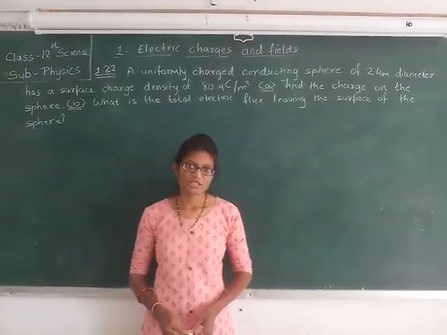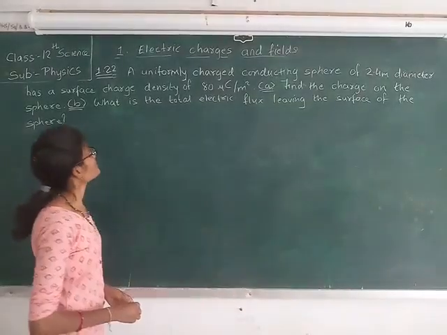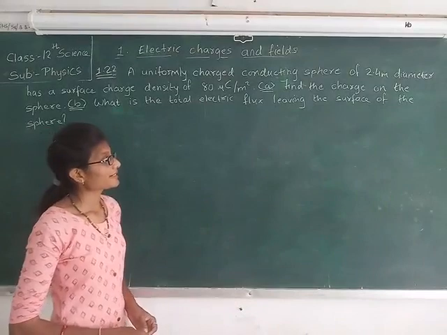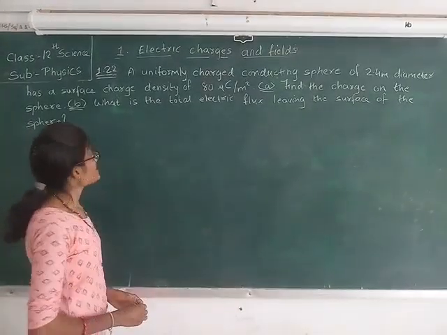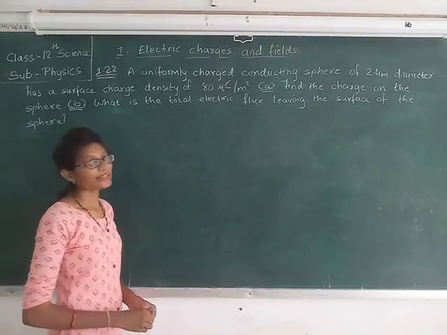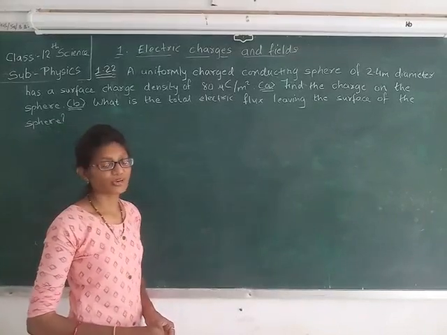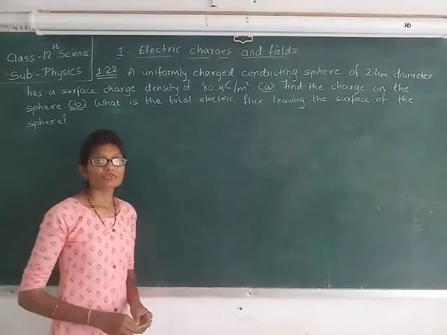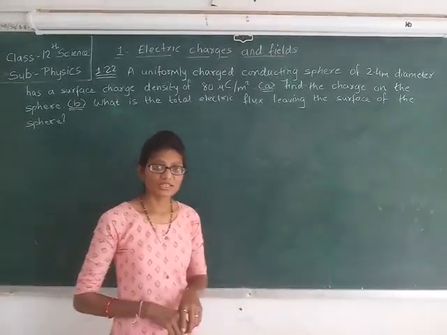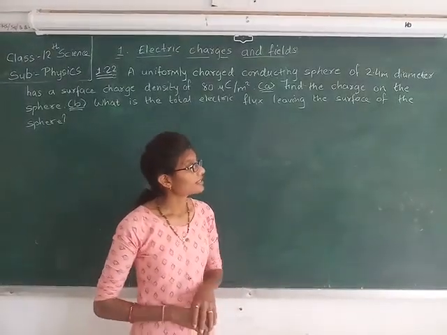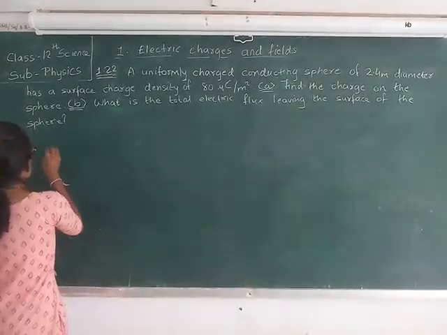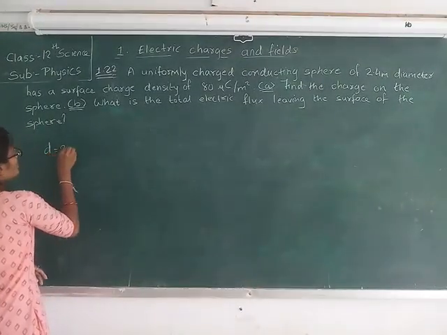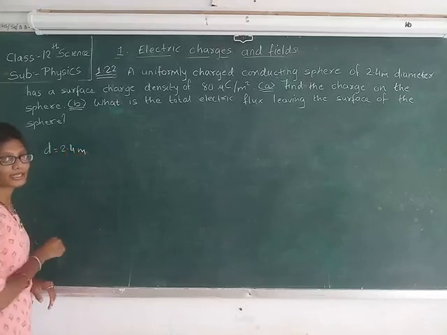Now let us solve numerical number 22. A uniformly charged conducting sphere of 2.4 meter diameter has a surface charge density of 80 microcoulomb per meter square. So in the first statement, what we are given is a conducting sphere, its diameter, and the surface charge density. Diameter over here is 2.4 meter.